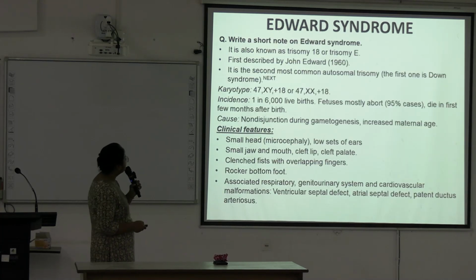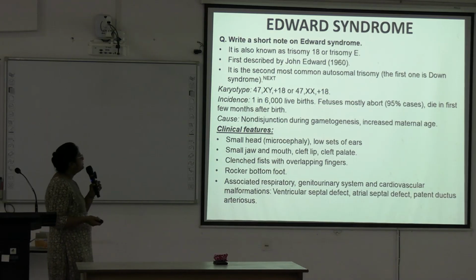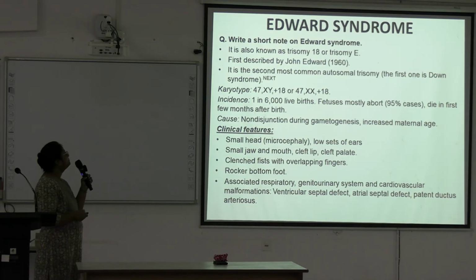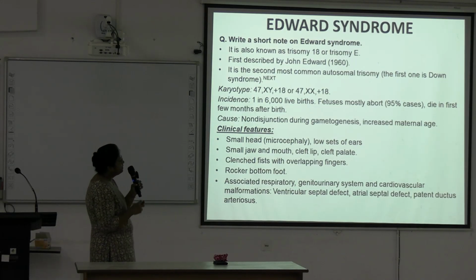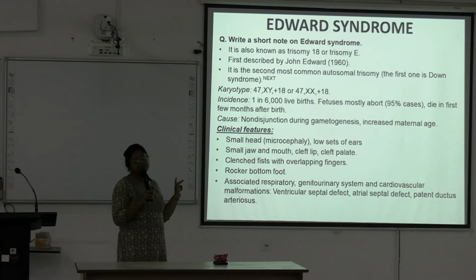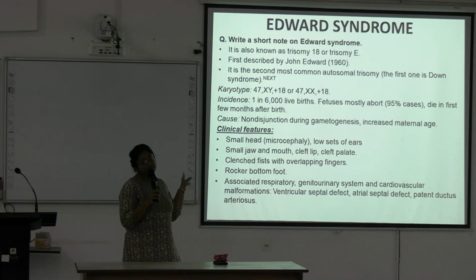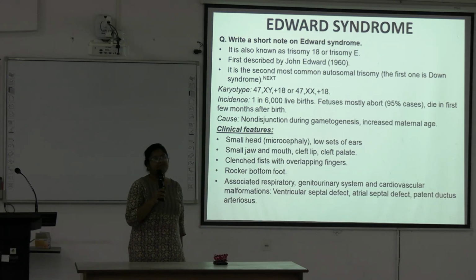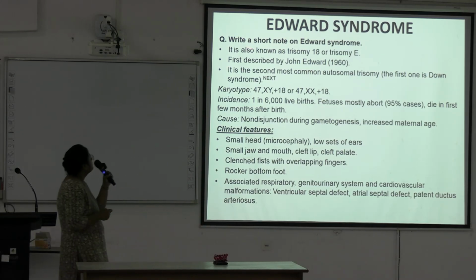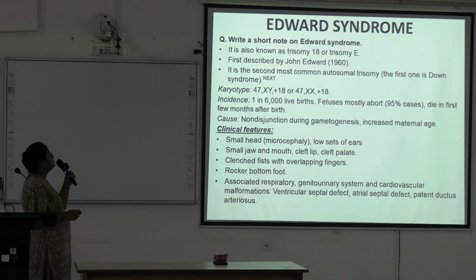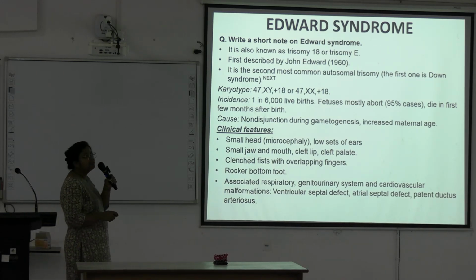Next we go to Edwards syndrome. All these are important short notes: Patau syndrome, Edwards syndrome. Those first three are very important: Down syndrome, Klinefelter, Turner. These can be given very frequently, and these two are also given. It is also known as trisomy 18 or trisomy E.